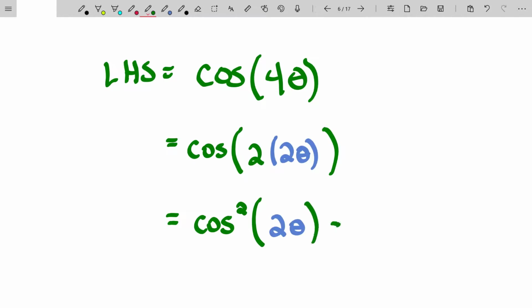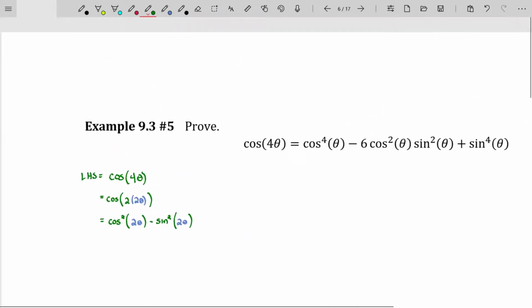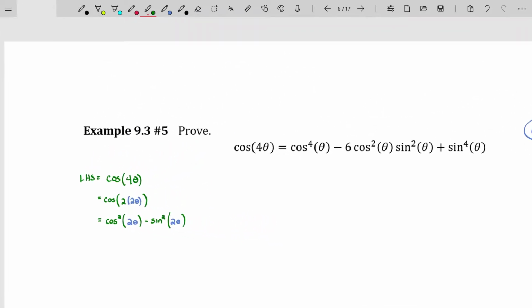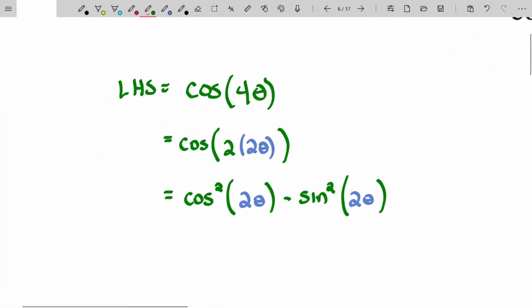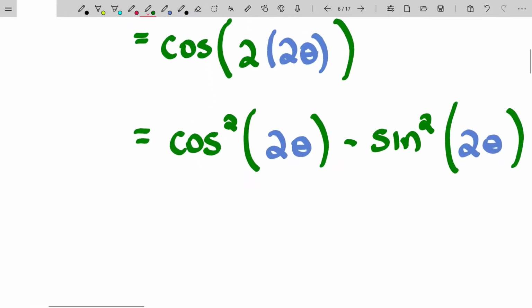Green. Minus sine squared of that same blue angle. So I am actually using a double angle formula here. Now, this does not look like, at least to me, the right-hand side as of yet. However, that's a cosine squared of a double angle, and that's sine squared of a double angle.